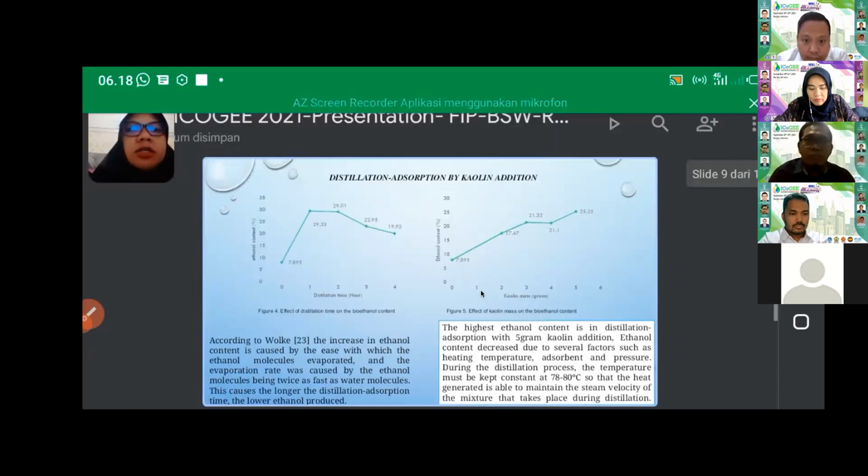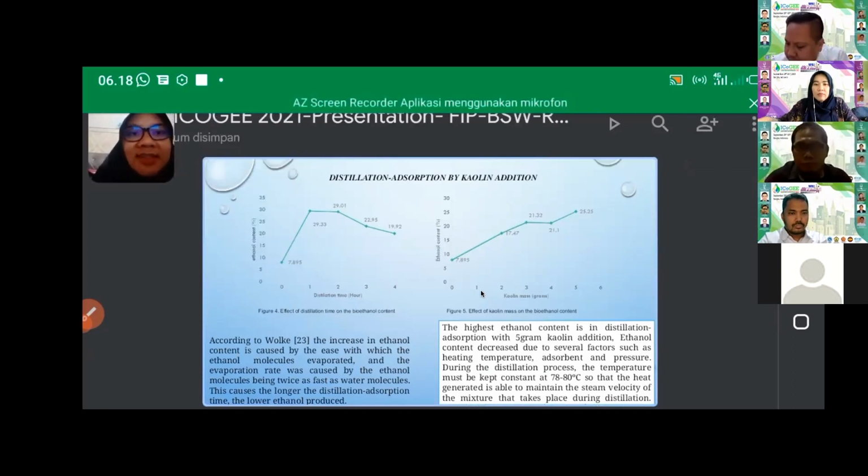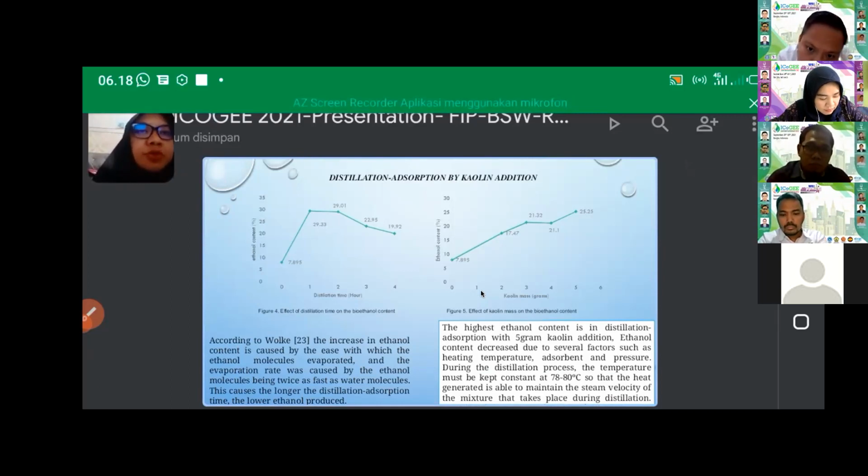According to previous work, the increase in ethanol content is caused by the ease with which the ethanol molecule evaporates, and the evaporation rate is caused by the ethanol molecule being twice as fast as the water molecule. This means the longer the distillation absorption time, the lower the ethanol produced. And in the effect of kaolin mesh, the highest ethanol content is from distillation absorption with 5 gram kaolin addition. Ethanol content decreased due to several factors such as heating temperature, absorbent, and pressure during the distillation process.